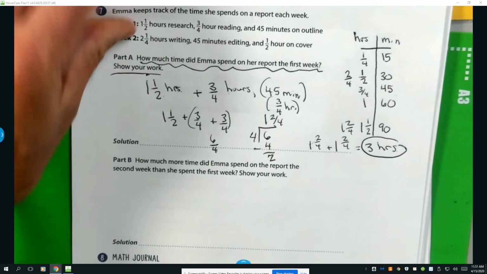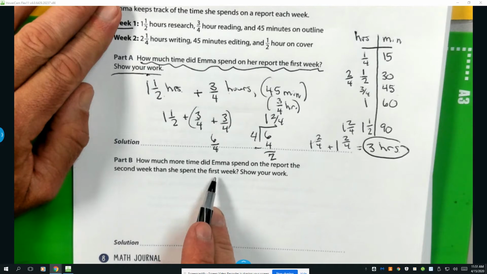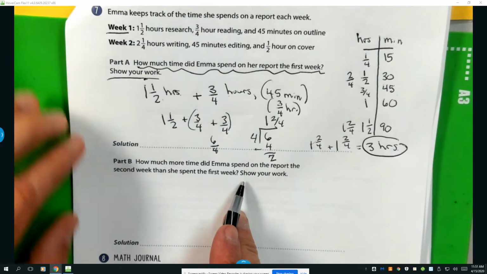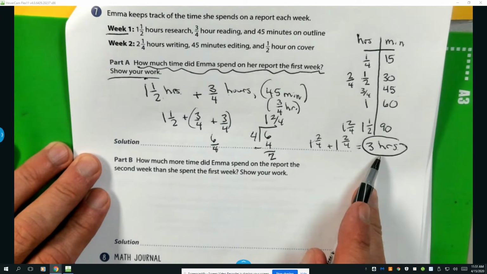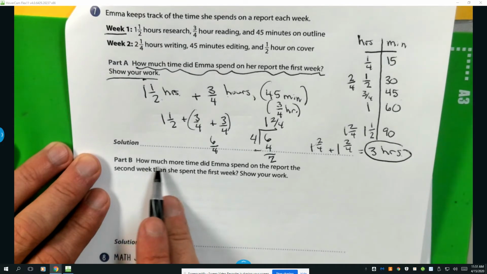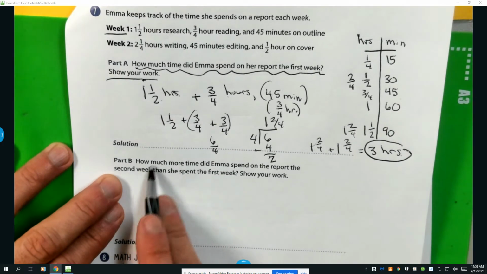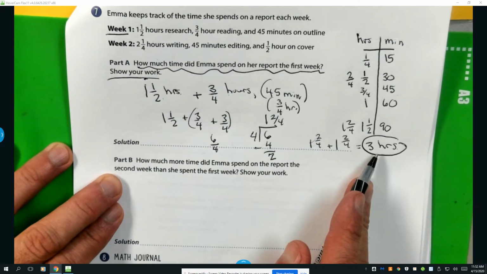Next one. How much more time did Emma spend on the report in the second week than she spent the first week? Okay, same type of problem, except once we find our total, we've got to subtract this number from that one. And look at this, how it kind of gives it away. How much more time did she spend in the second week? It's telling us that our answer will be greater than 3. Okay, now we just have to figure out how much more.